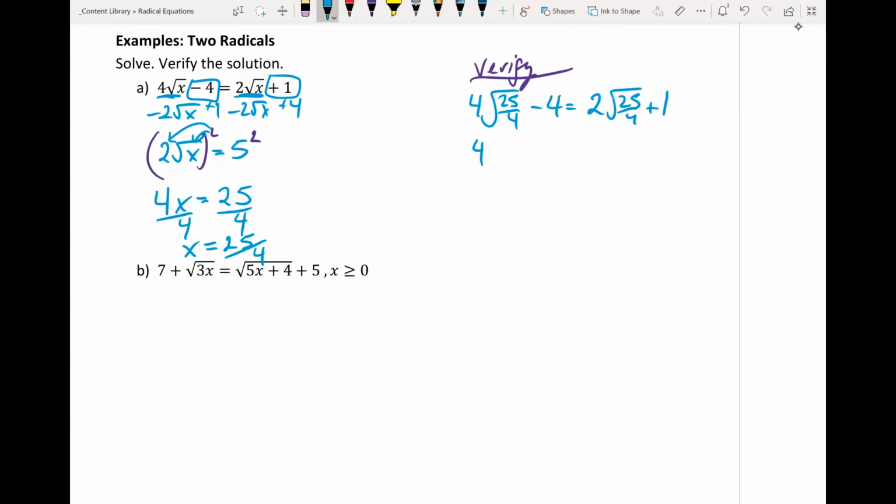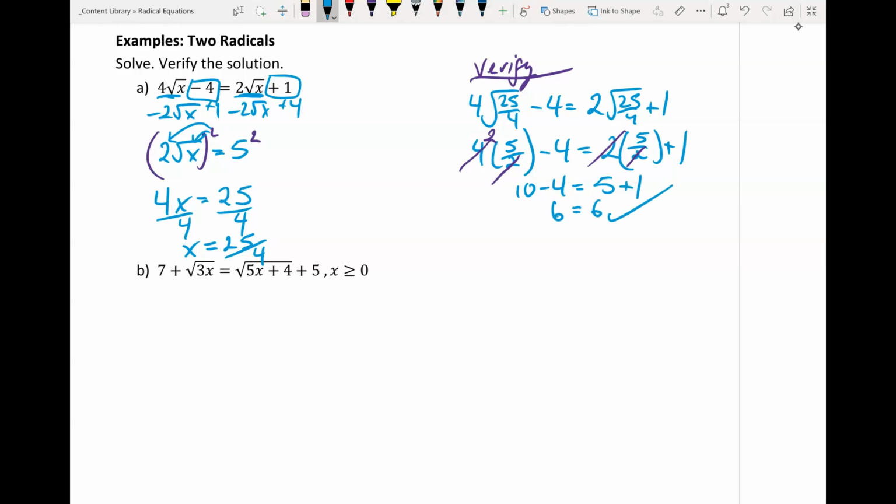Okay, so the square root of 25 is 5, and the square root of 4 is 2. Same thing on the other side of our equal sign. Now we can see that 4 divided by 2 gives us 2, and our 2's on this side are going to cancel out. So we have 2 times 5 in the numerator, which is 10, and then we're left with 5 plus 1 on the right hand side. 10 minus 4 is 6, and 5 plus 1 is 6, so this is satisfied.